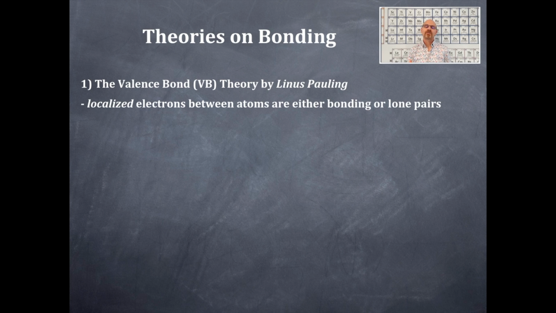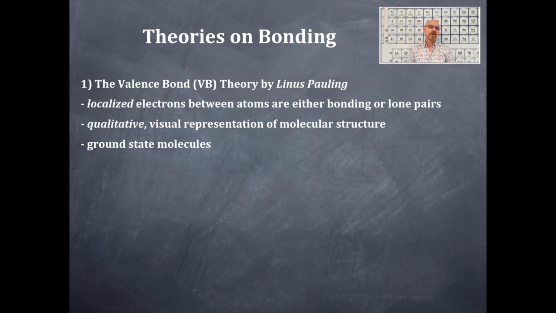The valence bond theory talks about localized electrons. Those are localized in between atoms, either bonding or lone pairs of electrons. This gives a qualitative, or visual, representation of molecular structure. It represents ground state molecules very well. Also, hybridization comes into this one as a correction factor for something that doesn't work out quite right, especially if we look at the number of electrons and the number of orbitals and their shape and where they can be placed. I will describe that later on.